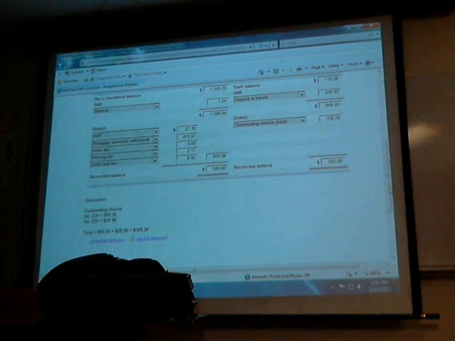Look down at the bottom. Again, all these show you here. The explanations are not very useful in this chapter. They just show you the addition of the outstanding checks. That's it.